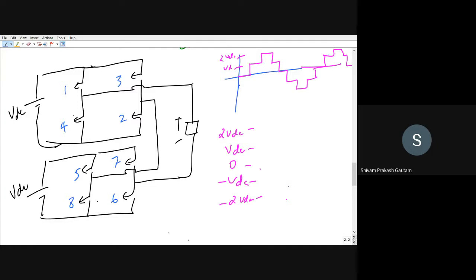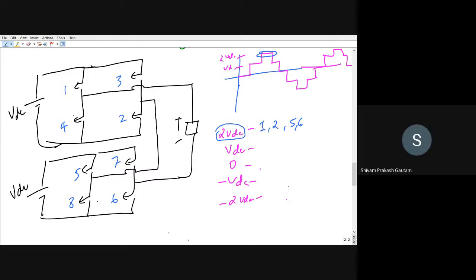Okay. So now if you want to get, suppose, 2 VDC at the output, switches 1 and 2 from the first bridge and 5 and 6 from the second bridge. That means 1, 2, 5, 6 should be switched on at an instant. Then only you will get 2 VDC. That means this voltage level.